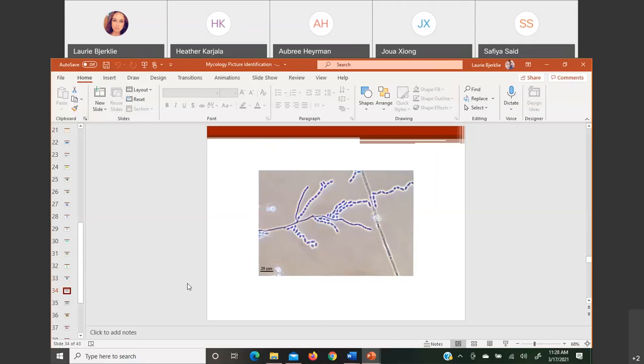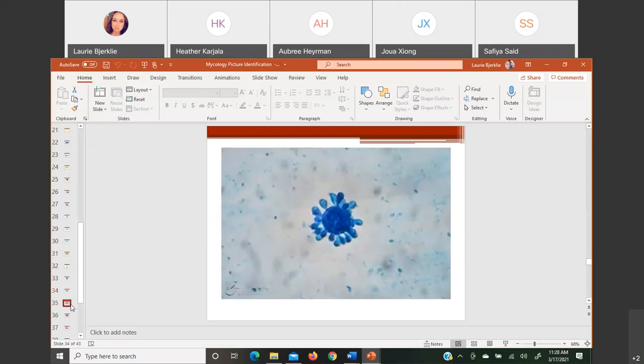Good. Yeah, so that's that new one, Geotrichum again. All right, good, you guys. It is Paracoccidioides brasiliensis. It just had a lot of spokes on the wheel this time, but yes, Paracoccidioides brasiliensis.